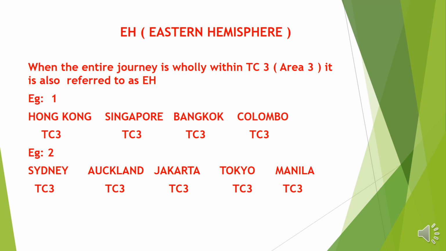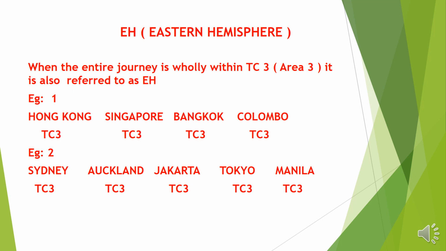Again, Eastern Hemisphere, quite simple. When the entire journey is wholly within TC3, it is also referred to as EH. So when the entire journey is in TC2, it is EH. And when the entire journey is in TC3, also it is referred to as EH.